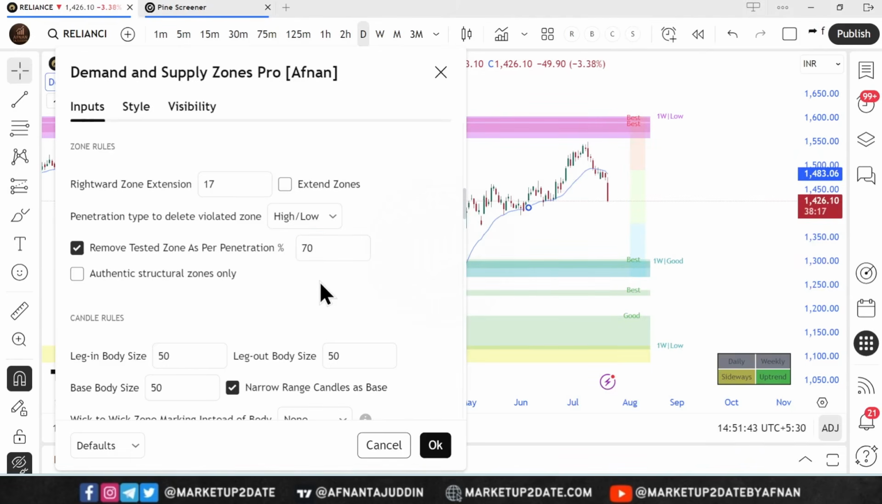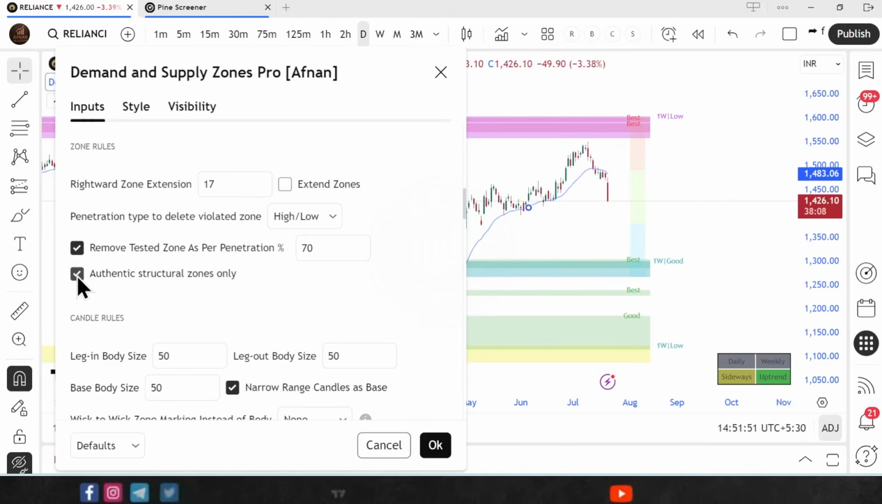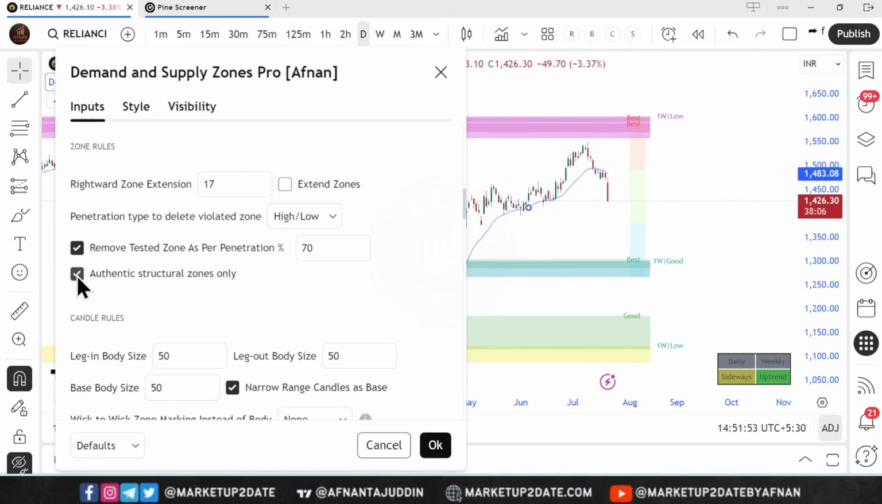This keeps your chart clean and focused on zones that still have high potential and are not depleted. Finally, authentic structural zones only. When this is checked, it tries to filter authentic structural zones. It focuses only on zones that form at good structure.